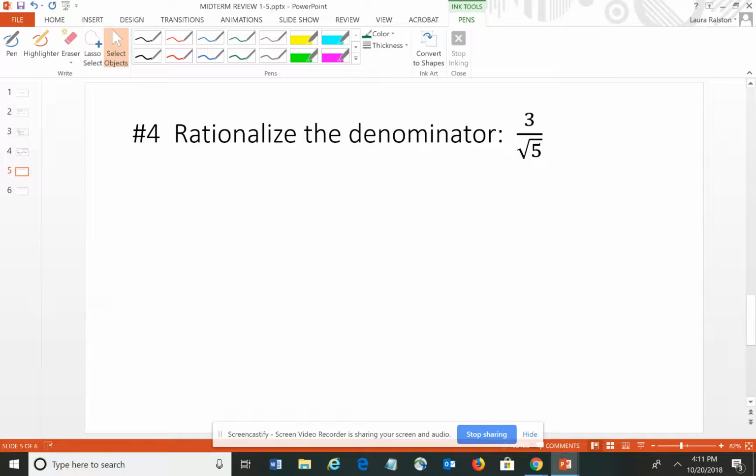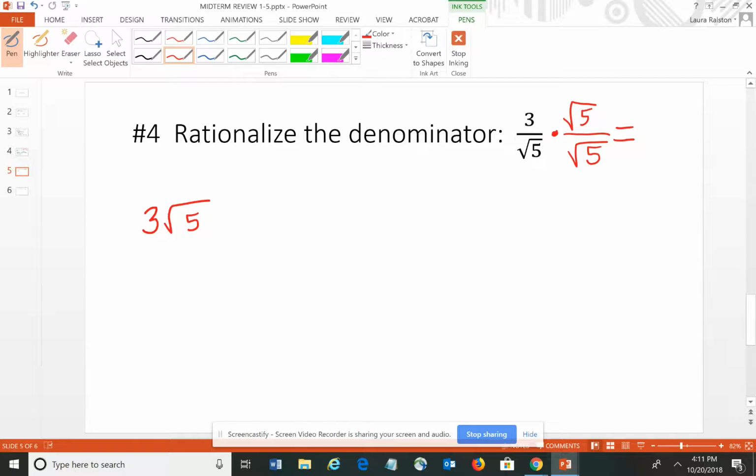Number 4 asks you to rationalize the denominator. In this particular problem, the denominator is a single term. And so it's square root of 5. And so I know to make it a perfect root, it needs to have a second 5. But if I'm going to multiply the denominator by square root 5, I have to also multiply the numerator.